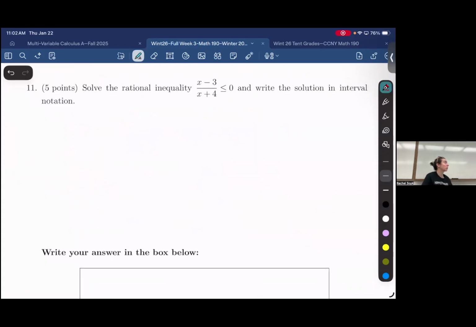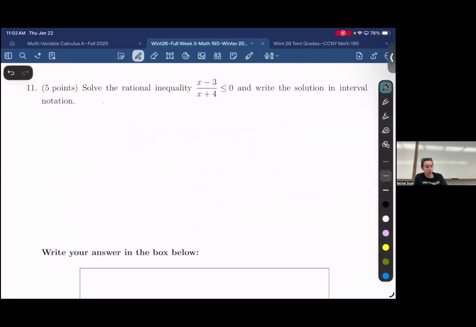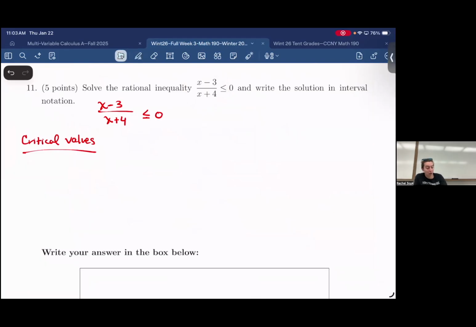Solve the rational inequality and write your solution in interval notation. Lucky for us, everything is already on that left-hand side, so we just have to jump into identifying our critical points. Remember, definition of critical points or critical values are what makes our expression undefined and what makes it 0.